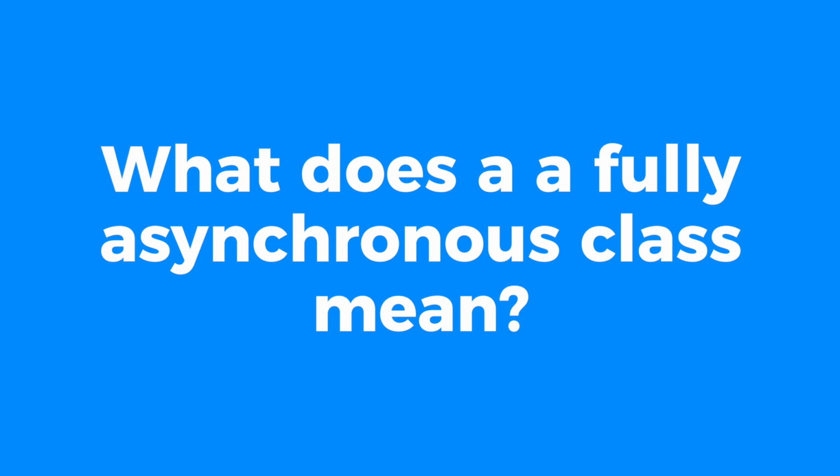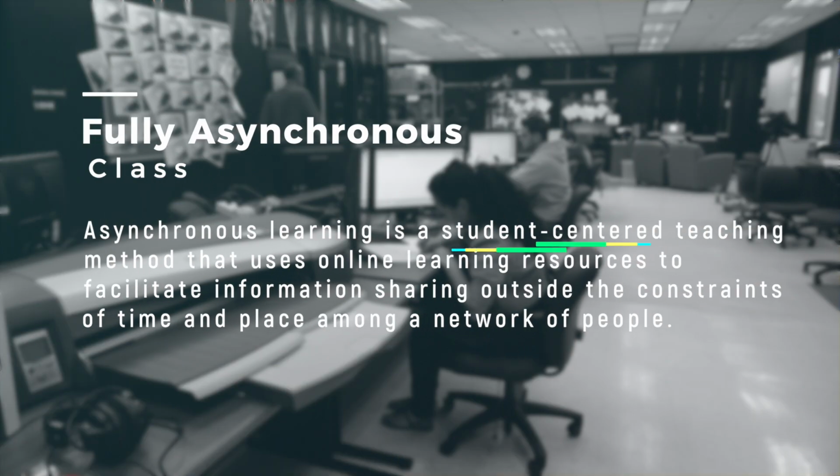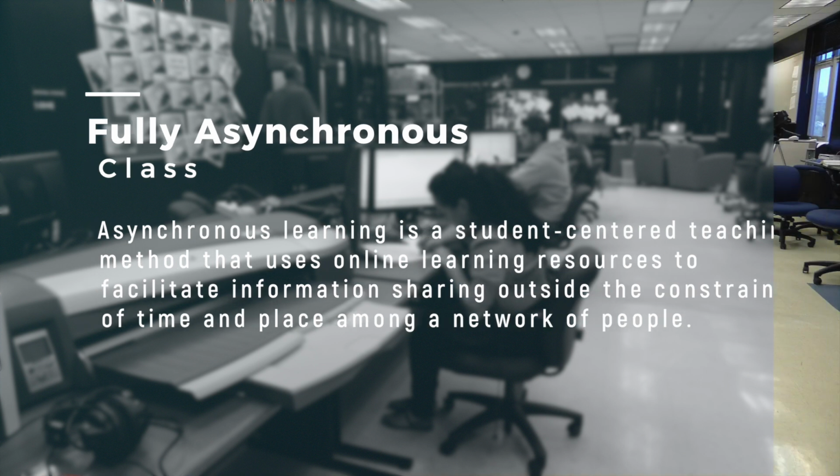What does a fully asynchronous class mean? Asynchronous learning is a student-centered teaching method that uses online learning resources to facilitate information sharing outside the constraints of time and place among a network of people. Fully asynchronous means 100% of the course is delivered in an asynchronous instructional mode. Students do not need to be on campus for any portion of coursework or evaluation.